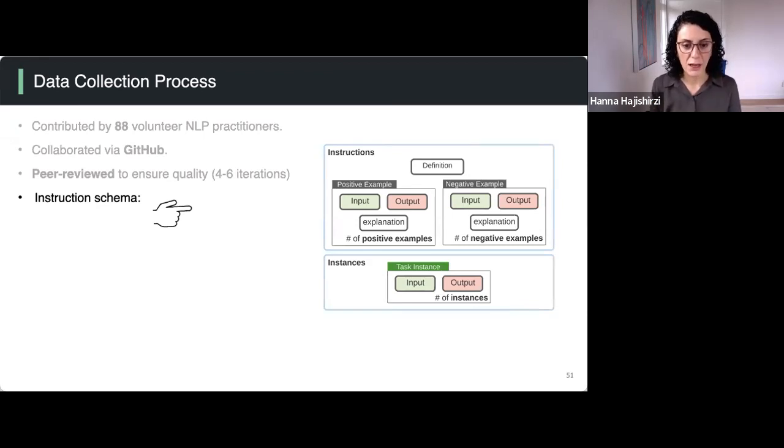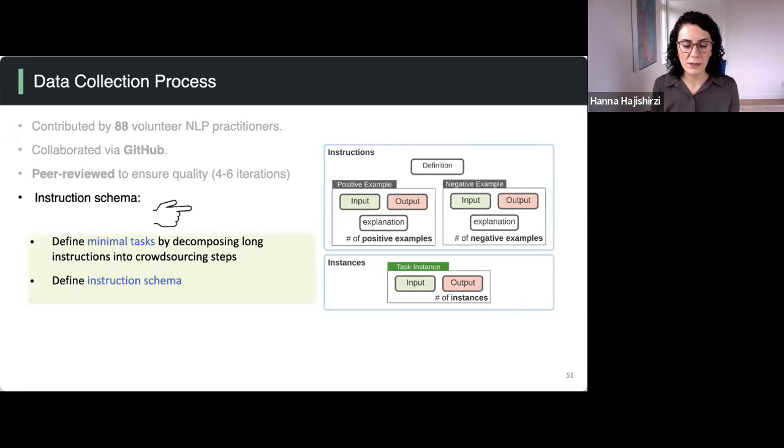In particular, we have defined minimal tasks by decomposing long instructions into single-step tasks. And we define this schema that consists of instructions, plus a list of positive examples, plus a list of negative examples, and then we have our instances. The positive and negative examples would show the annotators or the model how the task should be or should not be.